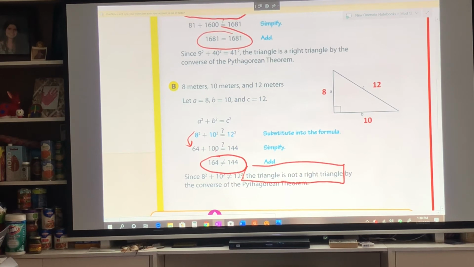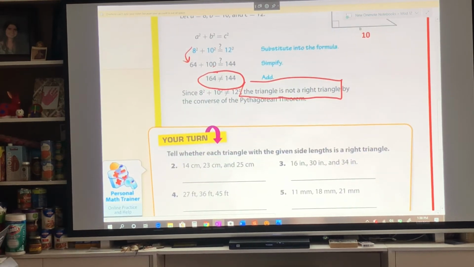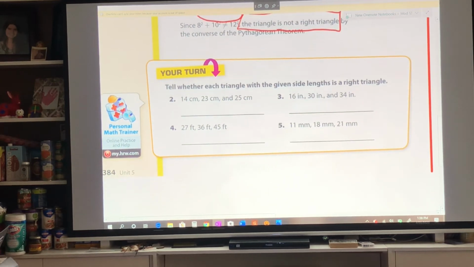Using the converse. Use the converse. Why don't they use the Nike or the Adidas of the Pythagorean theorem? If they don't, they use the converse. I don't know why. Maybe they have a contract with them. I'm not sure.